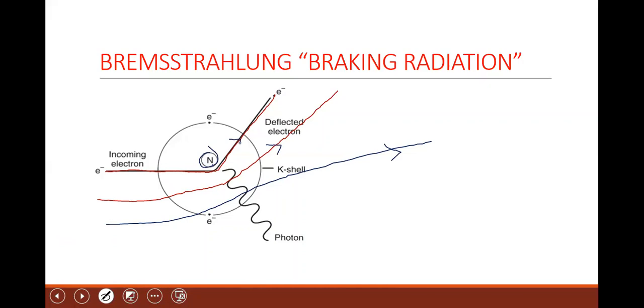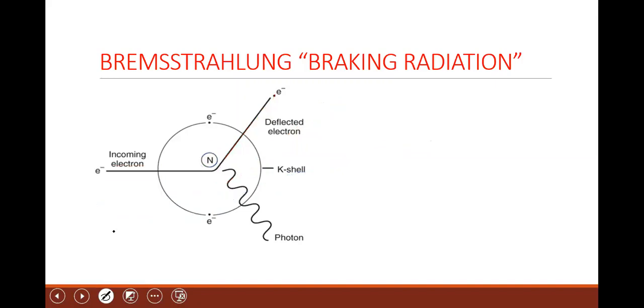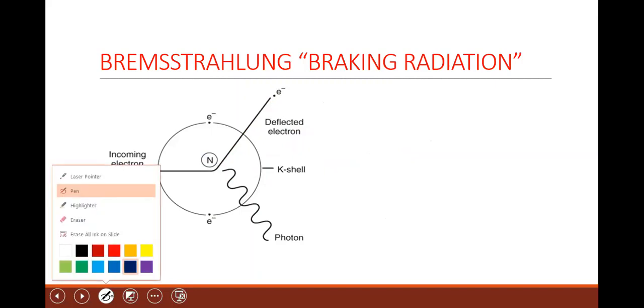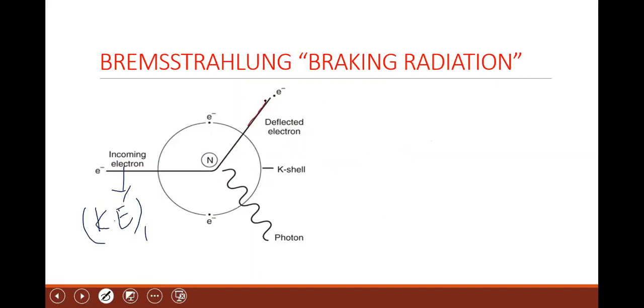If the energy is more, what happens? The X-ray energy is also more here. Now you see, this electron has got initial kinetic energy, which I will call kinetic energy 1. And when it comes out, it has got kinetic energy 2, that is the final kinetic energy.